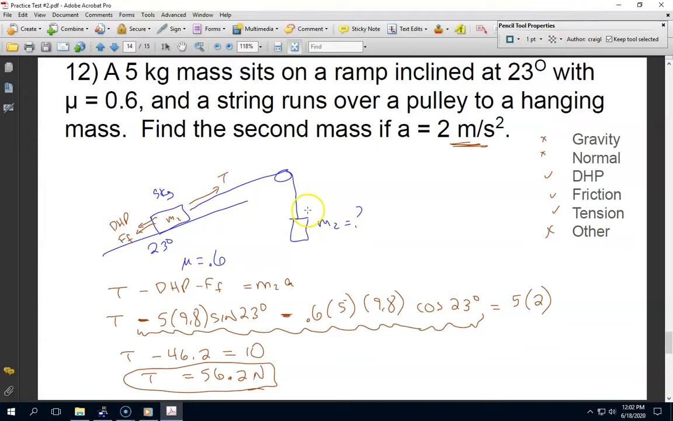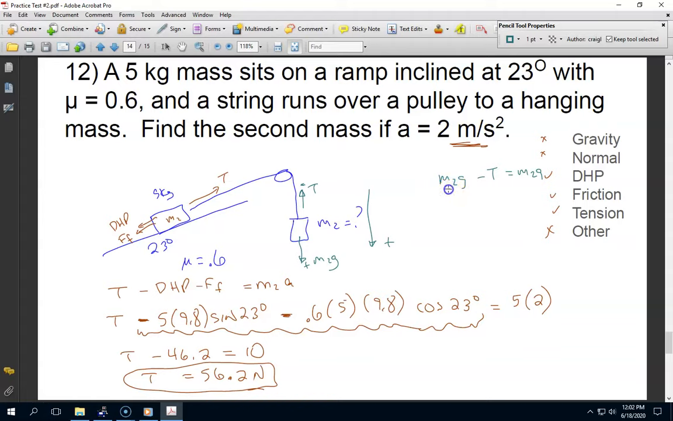Here is M2. Gravity is going to pull this guy down, so I need an M2G. The tension's pulling up, and remember this block is sinking. It's going down, so down is positive. This has got to be positive. This has got to be negative. And I'd get M2G minus T equals M2A. We're looking, the funny algebra thing does happen, I'm sorry.